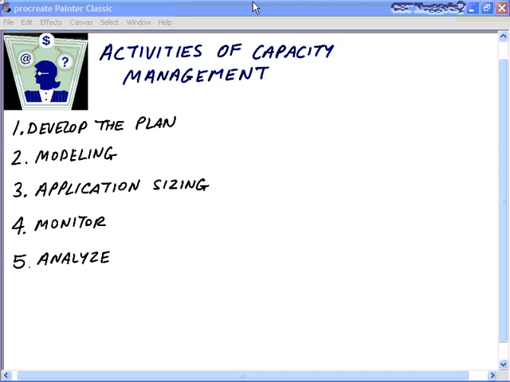The first activity, the first step in capacity management, is to develop the plan. And this plan is actually a formalized document. There is a certain thing as a CP, a capacity plan. This is going to describe the current and future requirements for the capacity of your IT infrastructure and any possible modifications to demand for IT services.